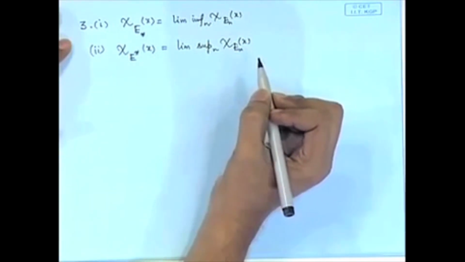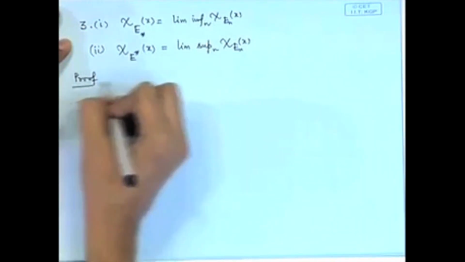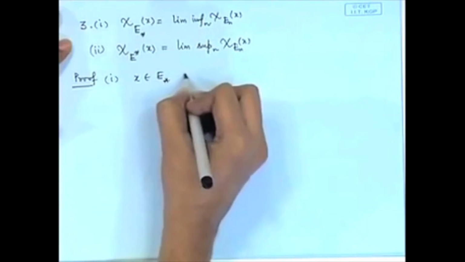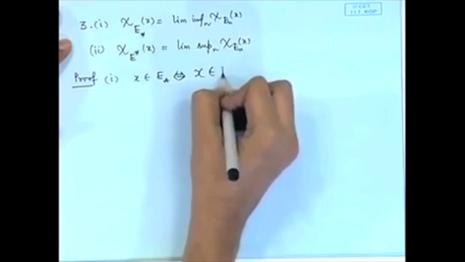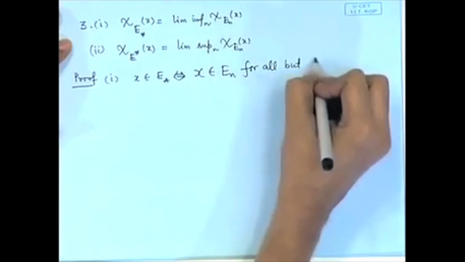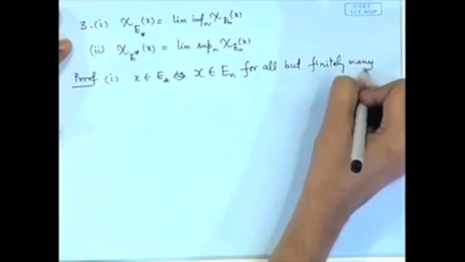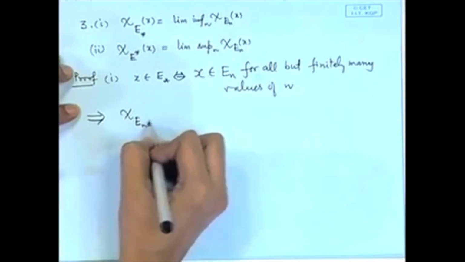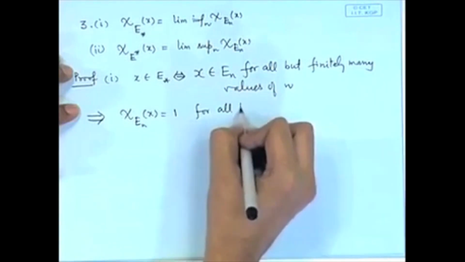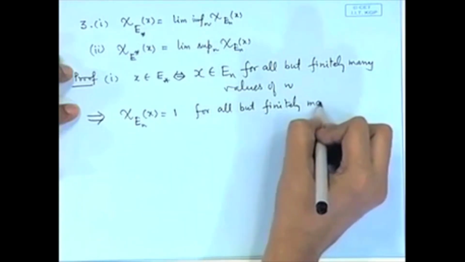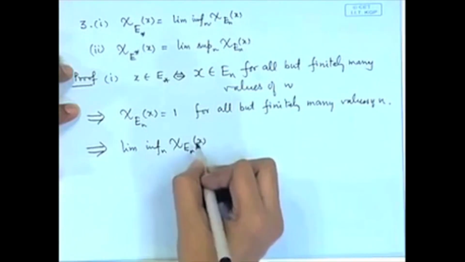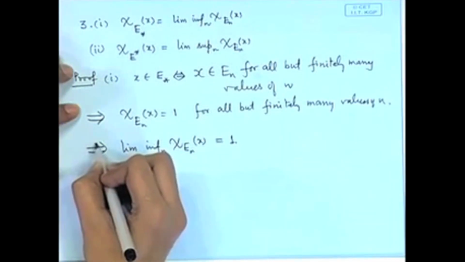We may look at the proof of, say, one of them. Consider, say, x belonging to E lower star. Then this implies that x belongs to En for all but finitely many values of n. This implies that the indicator function of the set En is 1 for all but finitely many values of n, which is equivalent to the statement that the limit infimum of the indicator function chi En of x is equal to 1, and these statements are both if and only if.